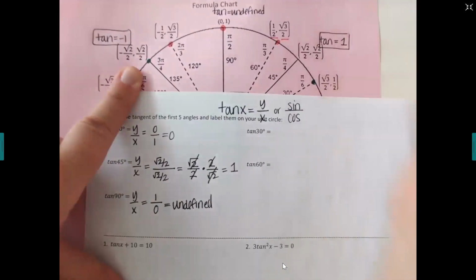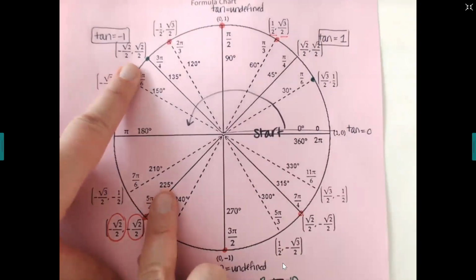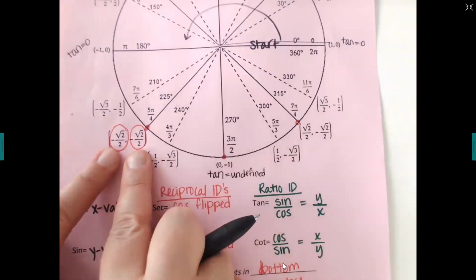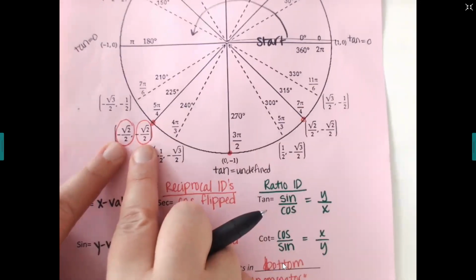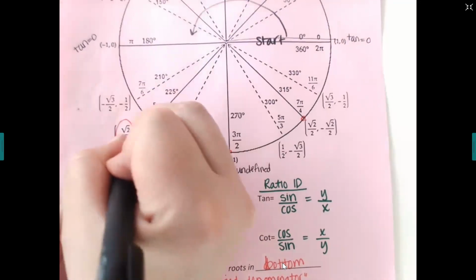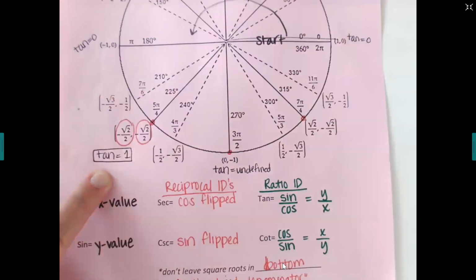Now let's go down to quadrant 3. Notice that in quadrant 3 at 225 degrees, both of them are negative. What happens when you divide two negatives with each other? How is the one gonna come out? Positive 1. So tan will equal +1.